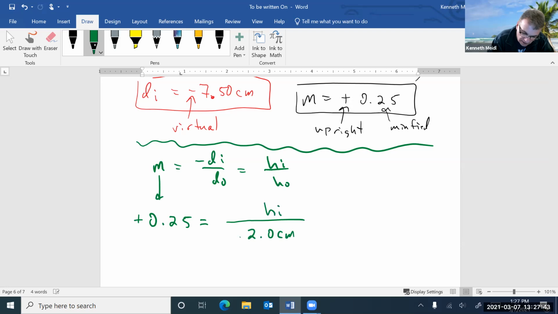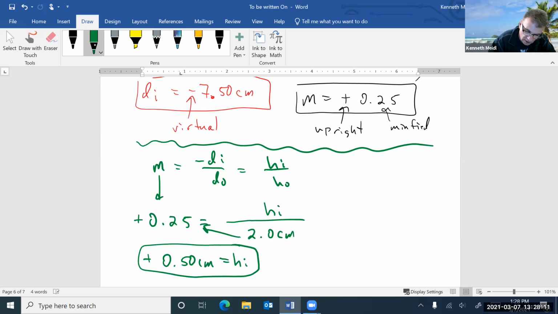And notice that when I get 2 centimeters and I multiply it by a 1/4, it's just going to tell me how big the image is. So we know it's minified, right? So this is how big this image is going to be. So 1/4 of 2 is how much? Like 0.5 or something like that, right? So this is going to be positive 0.50 centimeters is the height of the image.